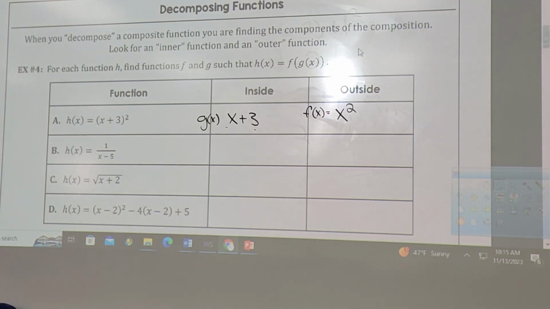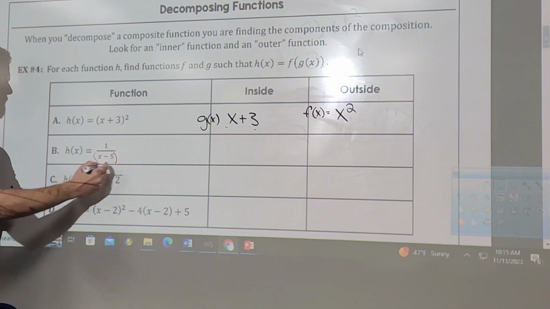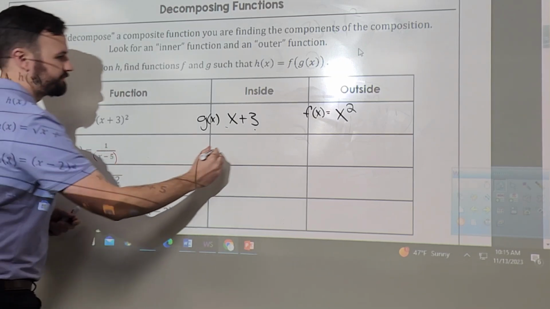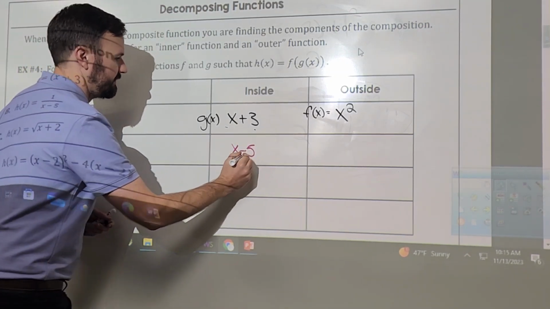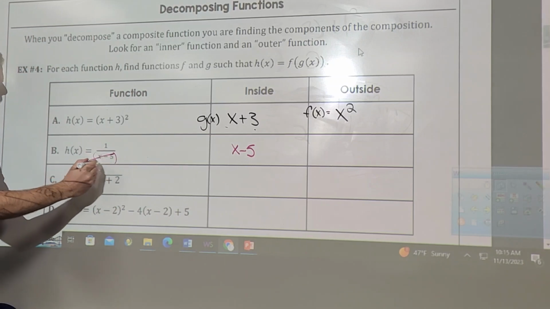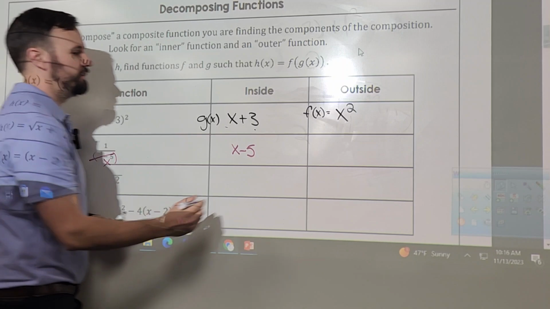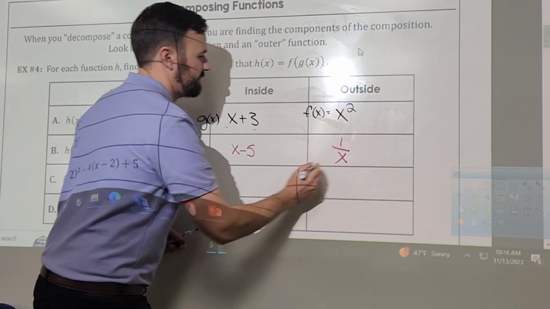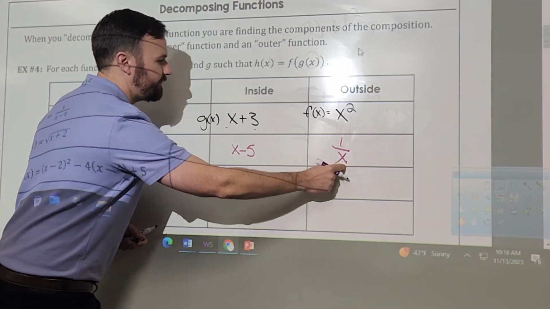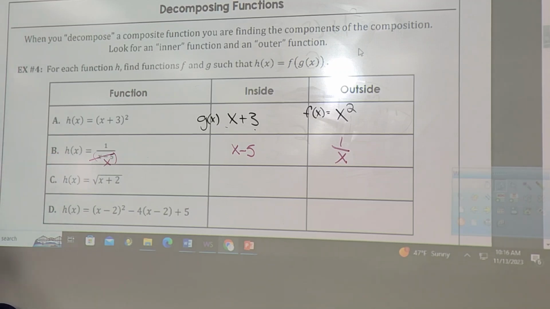Let's do more. Look at this one. What's my inside function? So I'm replacing the x minus 5 with an x. So my outside function is 1 over x. If I plug in x minus 5 into that, would it equal that?